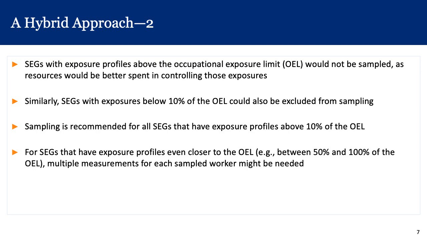SEGs with profiles above the OEL would not be sampled, as resources would be better spent in controlling those exposures. Similarly, SEGs with exposures below 10% of the OEL could also be excluded from sampling. And sampling is recommended for all SEGs that have exposure profiles above 10% of the OEL. For SEGs that have exposure profiles even closer to the OEL, for example, between 50 to 100% of the OEL, multiple measurements for each sample worker might be needed.